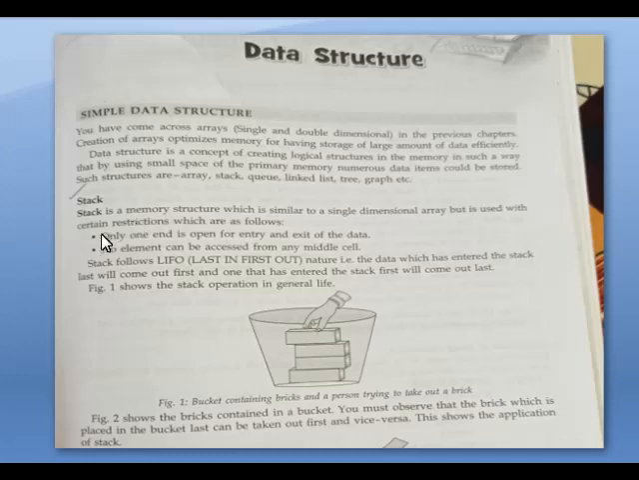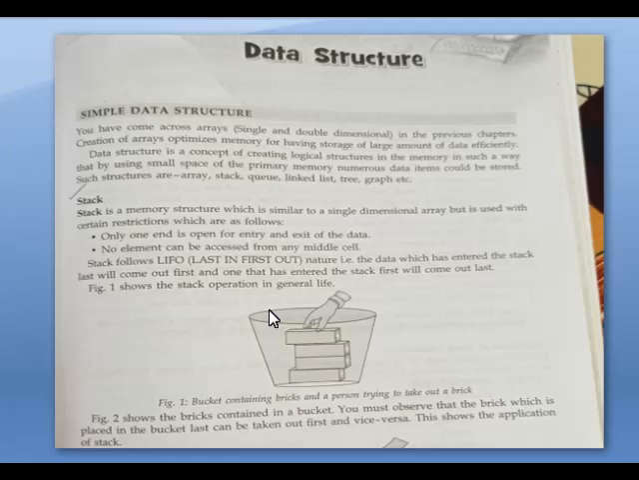So stack is a memory structure which is similar to a single dimensional array but is used with certain restrictions which are as follows. So in stack, only one end is open for entry and that same end is used for exit of the data. Okay. So no element can be accessed from any middle cell because the entry path and the exit path are the same. Okay. So we cannot access from the middle of the cell.